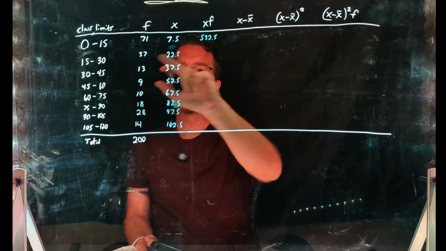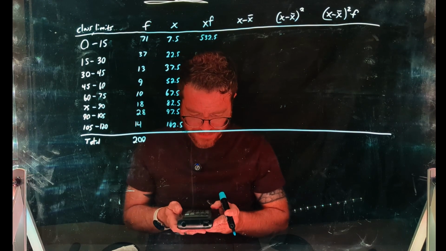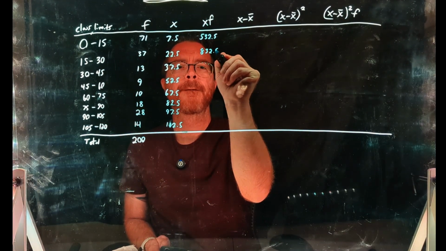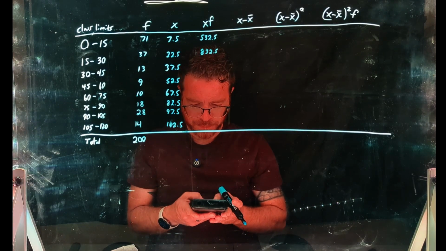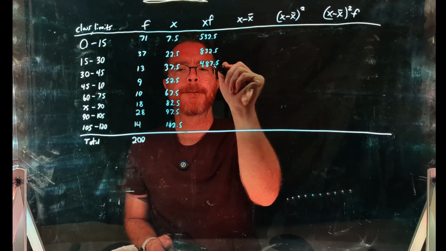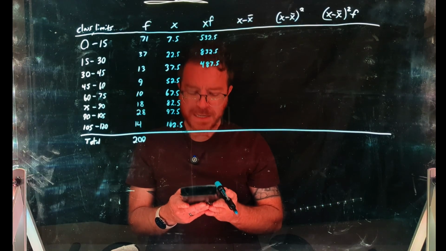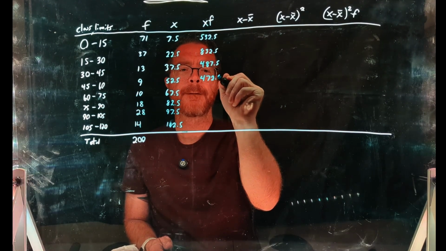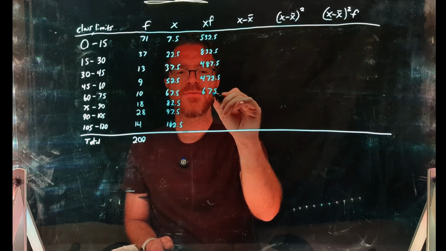Now we're going to take our midpoint of 22.5, multiply that by 37. It's going to give us 832.5. Now we're going to take our midpoint 37.5, multiply that by 13. 487.5. Now we're going to take our midpoint of 52.5 and multiply that by 9. This is going to give us 472.5. Now we're going to take our 67.5, multiply that by 10. That's going to give us 675.